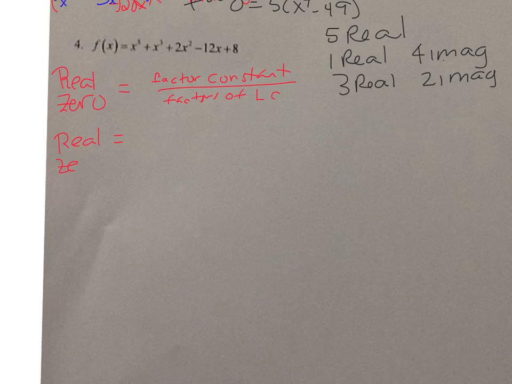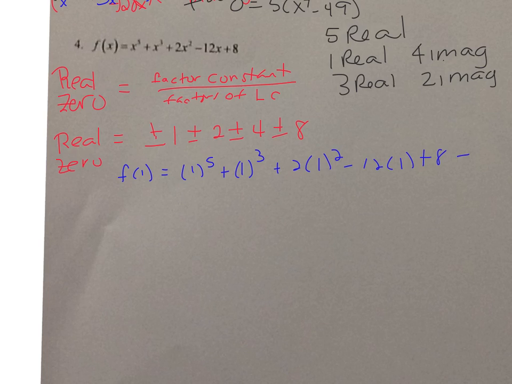So my factors of 8 are going to be plus minus 1, plus minus 2, plus minus 4, and plus minus 8. So let's try 1. Let's do f of 1 and plug it in and see if 1 is a 0. So I have 1 to the 5th plus 1 to the 3rd plus 2 times 1 squared minus 12 times 1 plus 8.